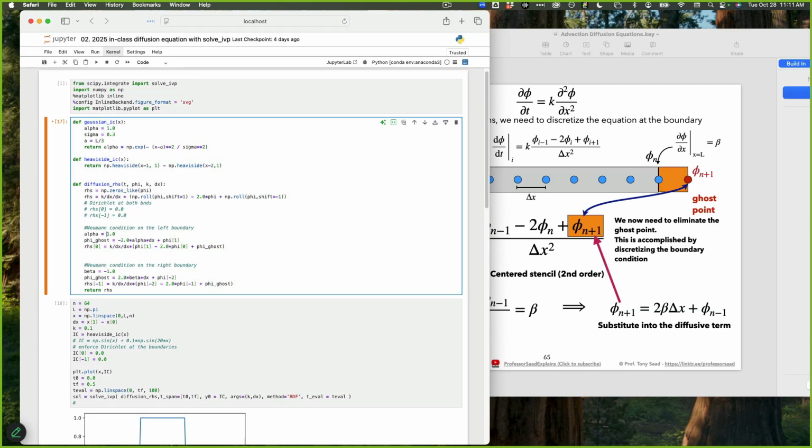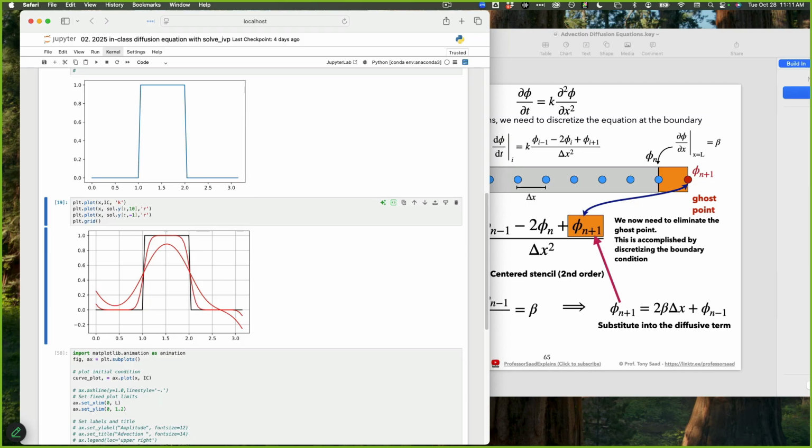So if alpha is positive, that means that the interior value is greater, indeed. So the slope is going up on the left, but on the right, it's coming down.